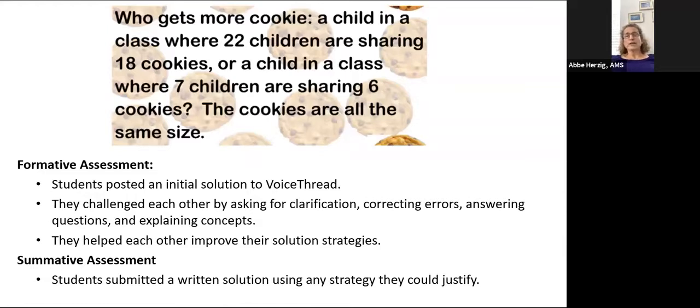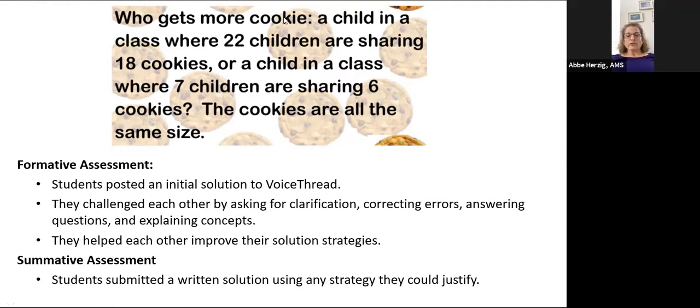In particular, they're not allowed to cross multiply and divide, because none of them know what that means. Many math majors don't even know that. If they want to use common denominators, they have to explain what that means. And I'll show you some examples of the strategies. So the formative assessment part of this was they posted an initial solution to VoiceThread, and I'm going to show you some examples. VoiceThread is an asynchronous platform, but they can actually record their voices.